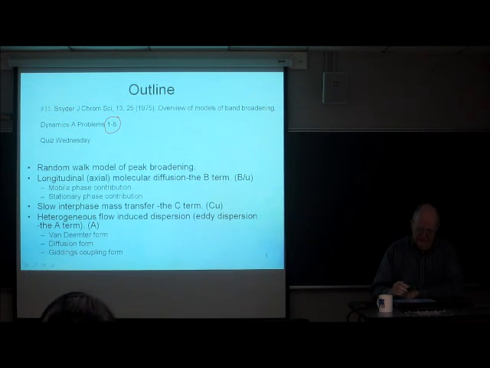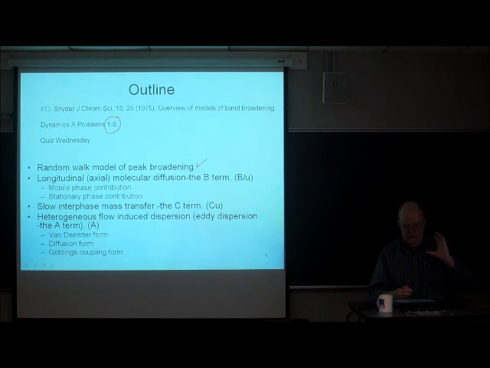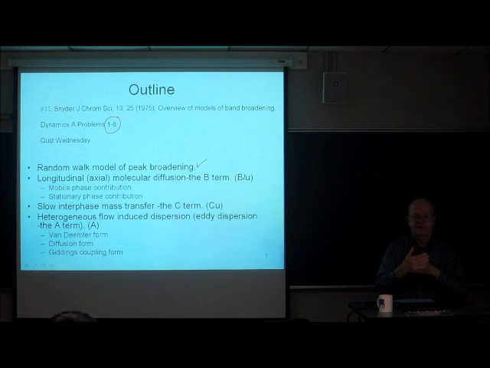Now today we're going to get into the Giddings random walk model of peak broadening. In fact, we started it on Friday. But what we're going to do today is actually apply it to the different broadening factors in the Van Deemter equation, and we're going to actually calculate the values of the broadening factors.